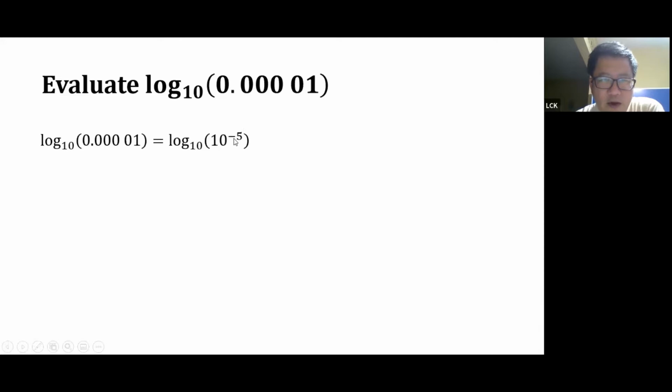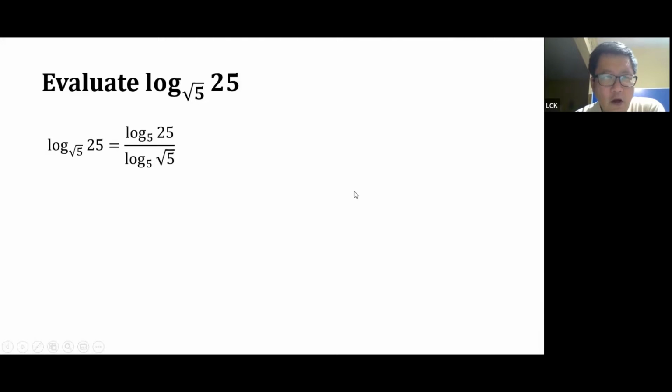All right, and once you reach this point, you will see that you can bring the minus 5 to the front, which I've done here. I brought minus 5 to the front, and that's log base 10 of 10, and that equals 1. All right, so the answer is simply minus 5. Very simple.